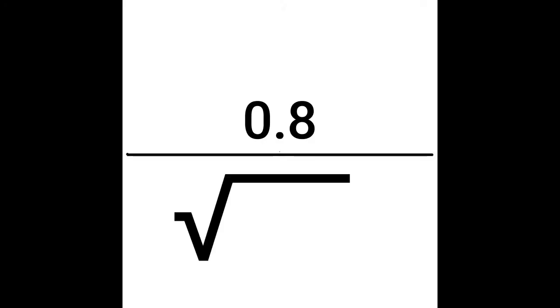For the second question, same thing. Copy the formula, put the 0.8 on the top, but now the square root of 100 below. Our answer would be 0.08. The graph for 25 would look like this, and for 100 would look like this.